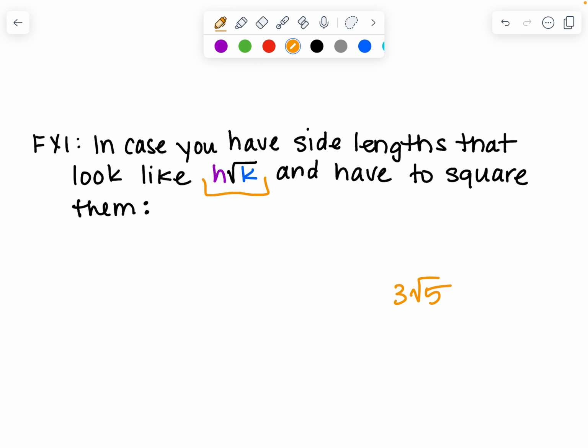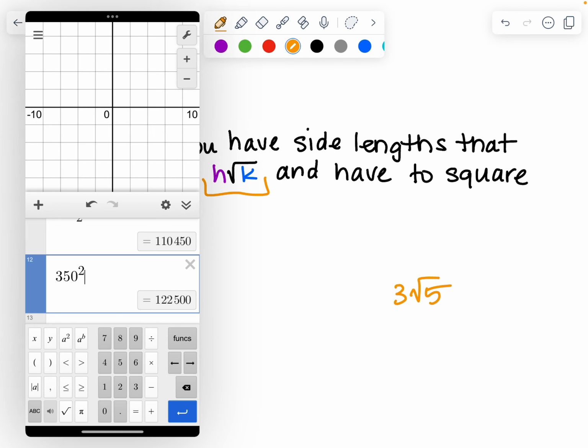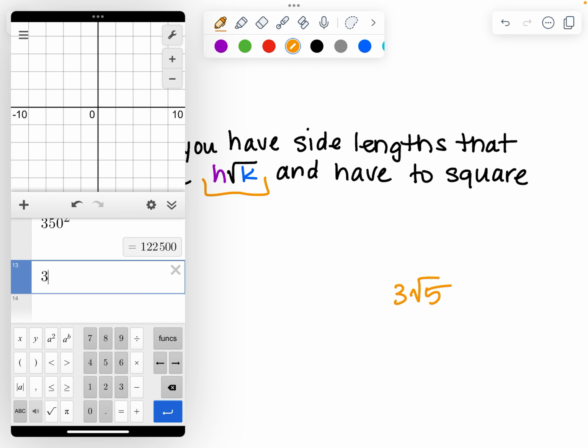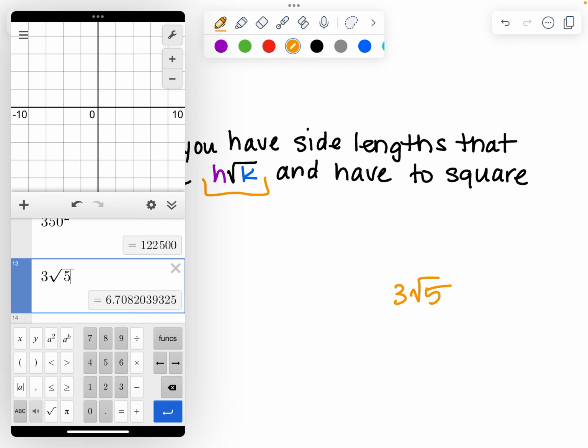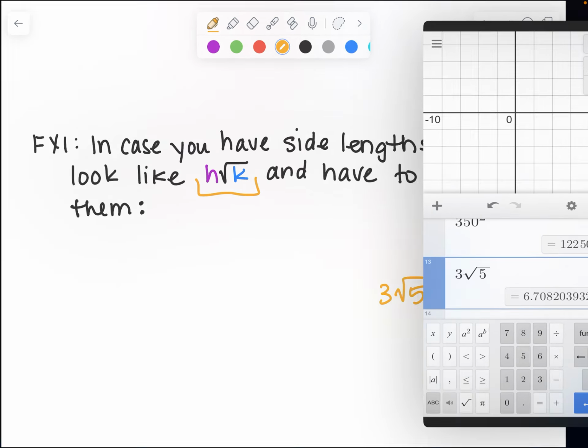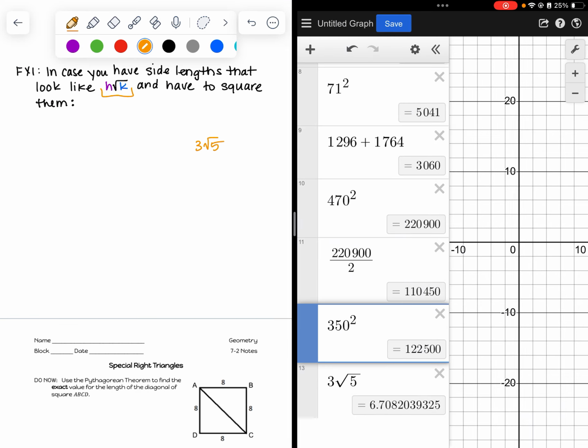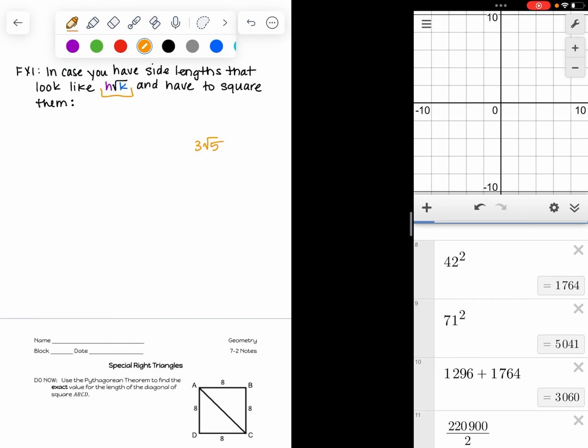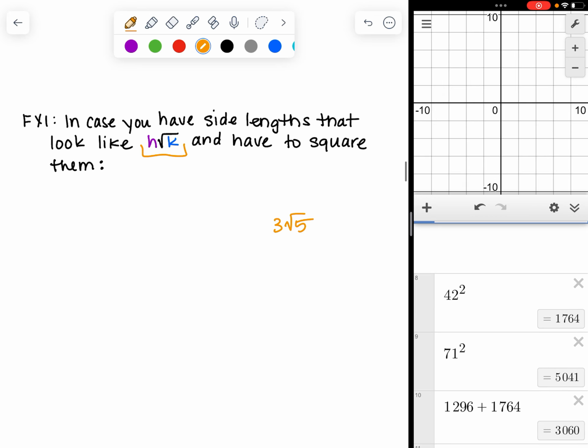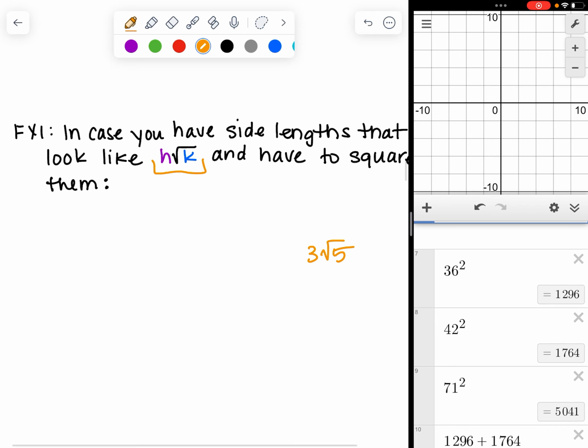You can use the calculator to get a decimal for that, 3 square root 5, and then do whatever you need to do. But the trouble comes in because we need to square this. And there's a couple different ways we can handle that. Okay, a couple different ways we can handle squaring that idea.